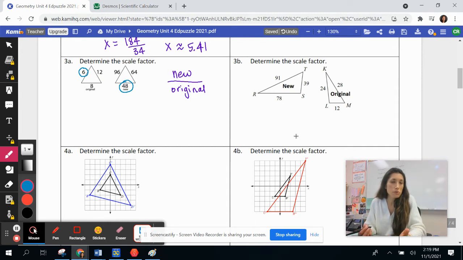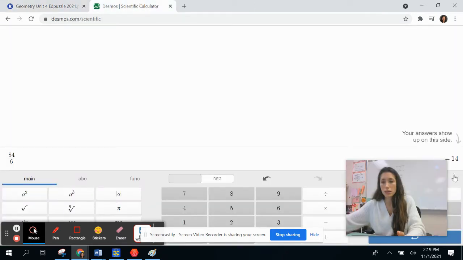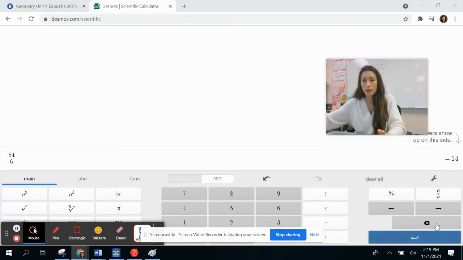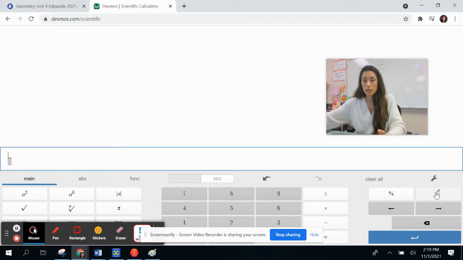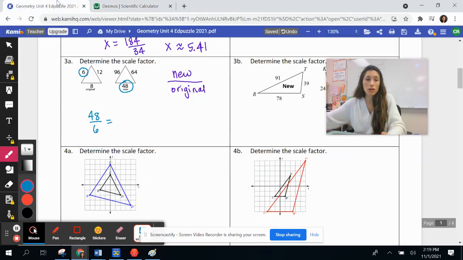You can do the other ones as well, but they should all be the same because it's telling us to determine the scale factor, which assumes that they are similar. So scale factor is new over original, so it'd be 48 divided by 6. We'll go ahead and simplify that, 48 over 6 in fraction form. 48 and 6 simplifies to 8. So that would just be 8 over 1, or we would say just 8. So scale factor equals 8.